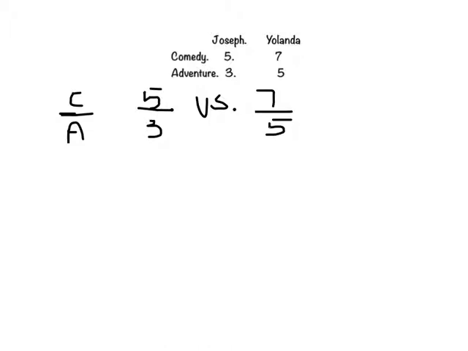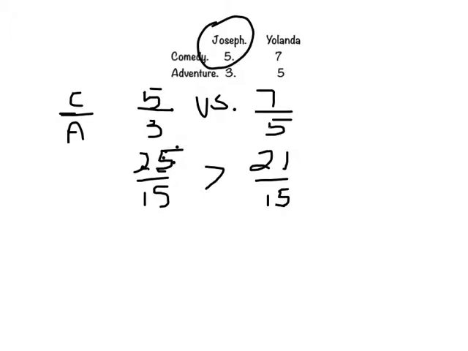Hopefully you said find a common denominator, which in this case is 15. So 3 times 5 is 15, 5 times 5 is 25. And 5 times 3 is 15, 7 times 3 is 21. And as you can see, 25 is larger than 21, so Joseph has the greater ratio. We also had students who changed them to mixed numbers, 1 2/3 versus 1 2/5, got 1.66 versus 1.4. Common denominators, I think, is the easiest way to go.